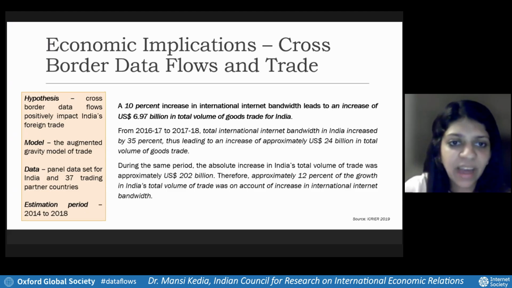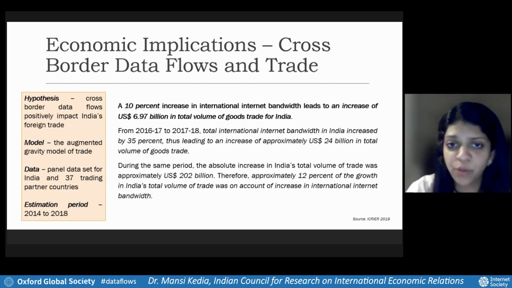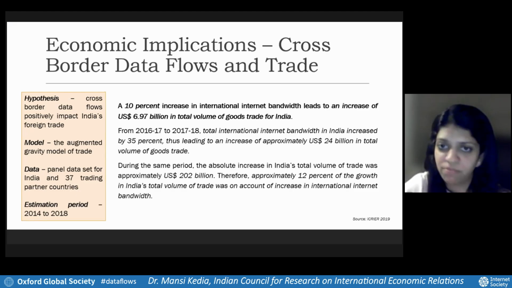Without going into the technicalities, what we were able to model using a standard gravity model of trade was to find that a 10% increase in international internet bandwidth, which becomes a proxy for data flows, can lead to almost $7 billion increase in volume of goods trade in India. And what that does amount to is almost 12% of India's total volume of trade could increase with increase in internet bandwidth or data flow.